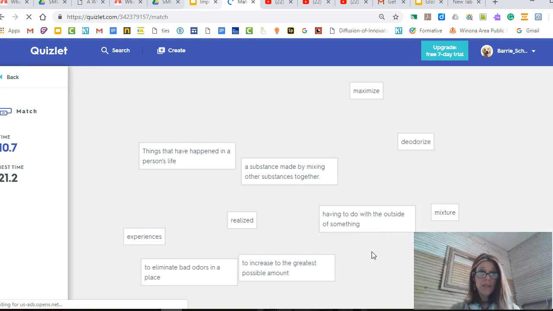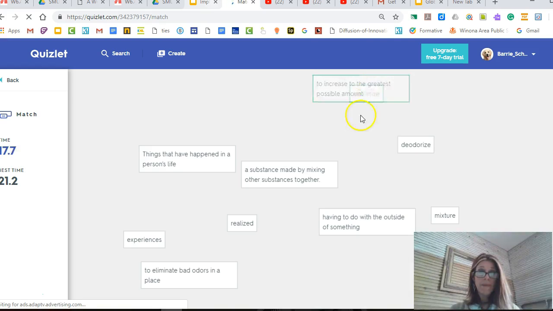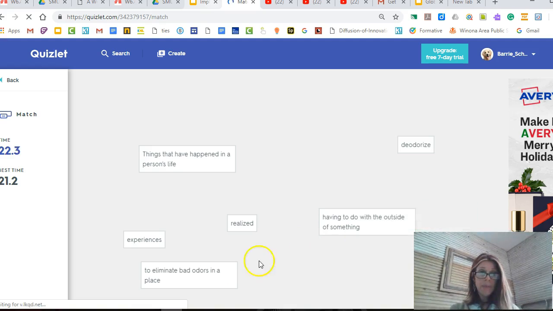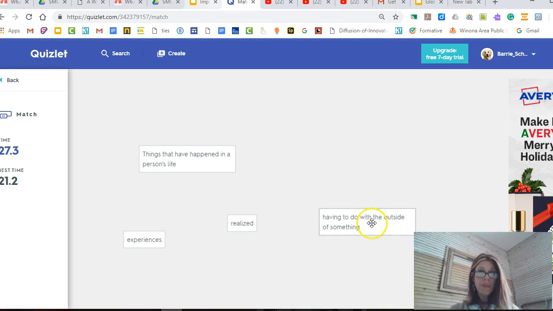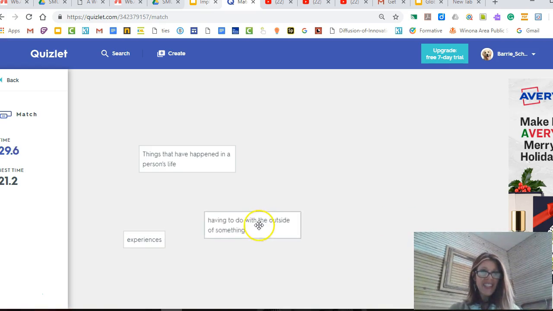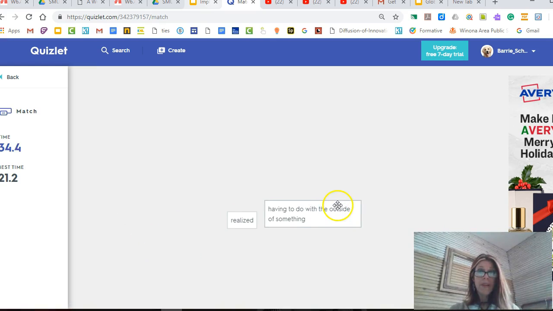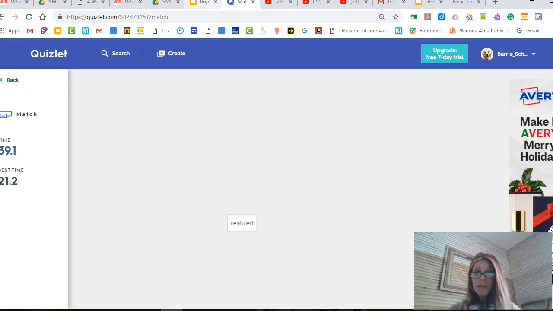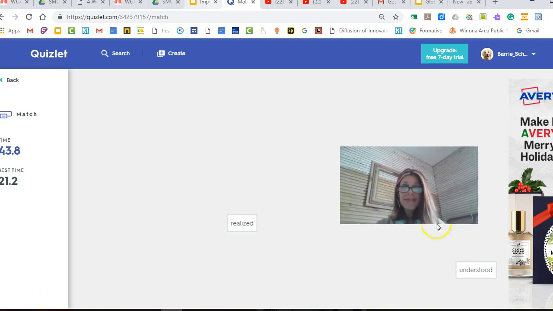Am I missing something here? Deodorize. Okay, this is going to be maximized right here. A substance made by mixing other substances together. Mixture. They can play that. To eliminate bad odors. Ew, deodorize. Oh, on the outside of something? That's got to be realized. Things that have happened in a person's life or experiences. Oh, here we go. Externally. And because my mug is sitting there. Sorry.